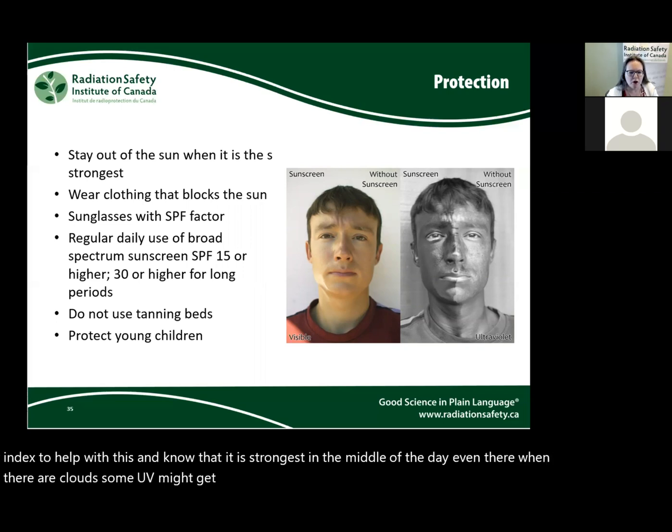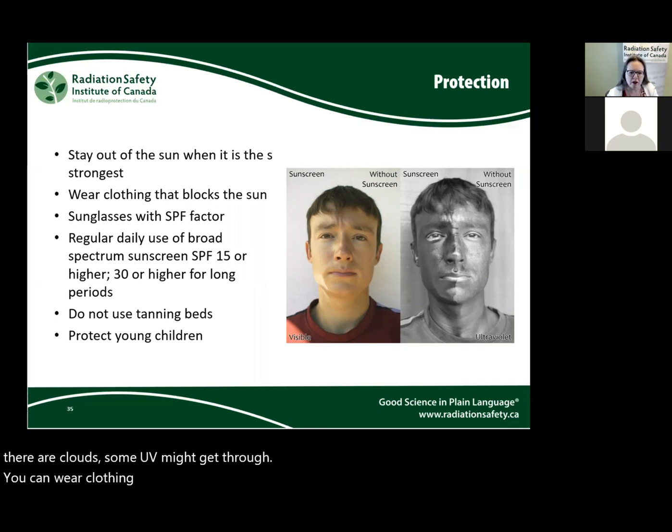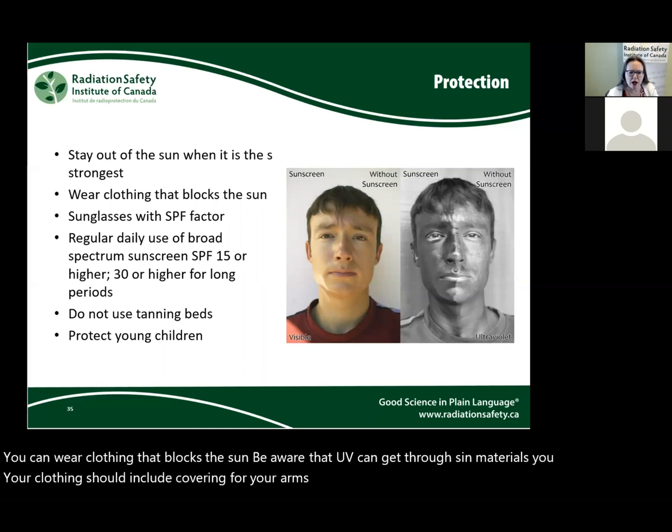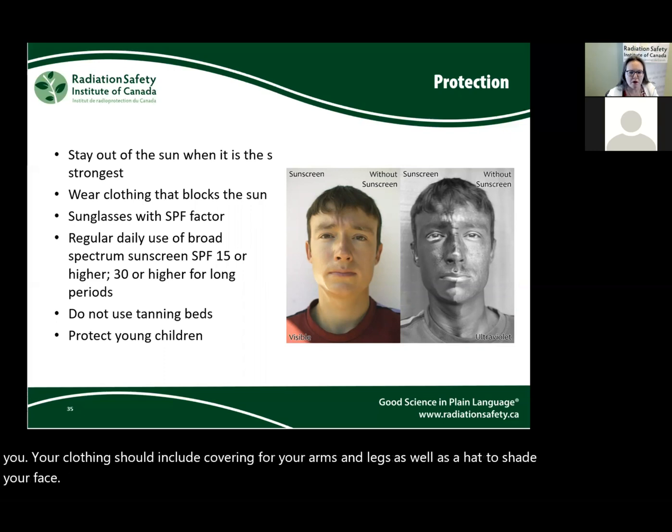You can wear clothing that blocks the sun. Be aware that UV can get through thin materials. Your clothing should include covering for your arms and legs, as well as a hat to shade your face. Wear sunglasses with SPF to protect your eyes.